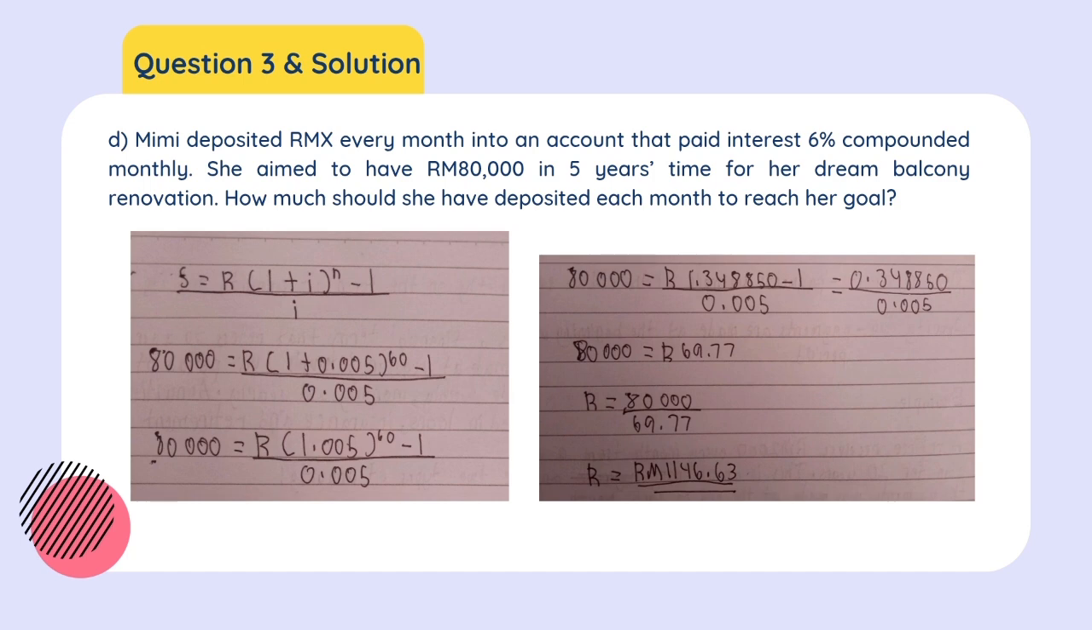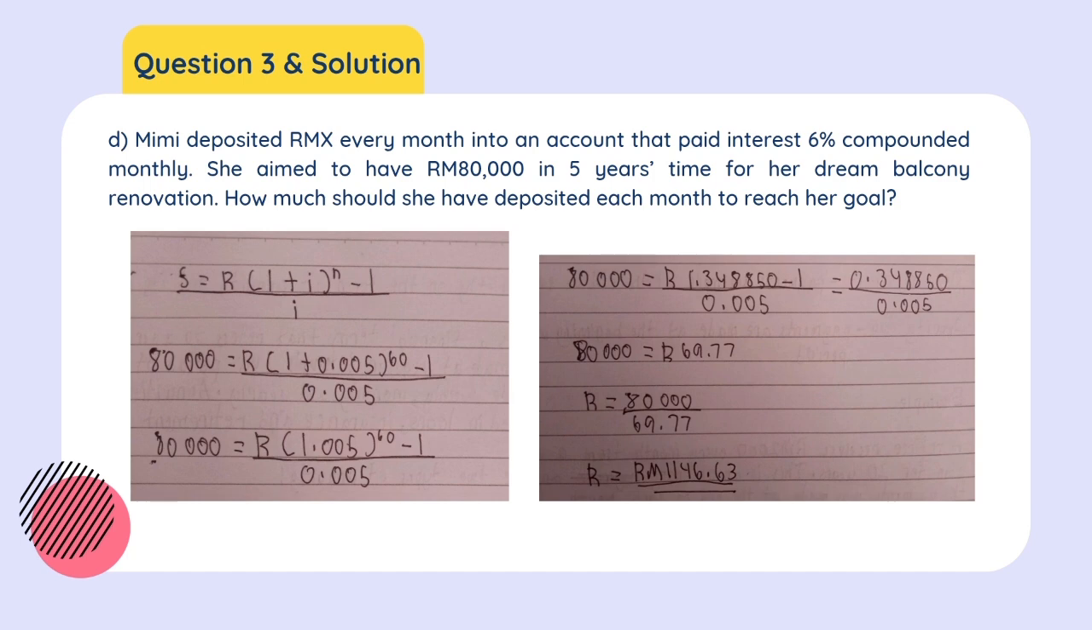So to calculate this, we will be using the annuity formula, which is S equal to R, (1 plus i) to the power of n minus 1, divided by i. So we put the information we got into this formula, and we get 80,000 equal to R, (1 plus 0.005) to the power of n, where n is 60, minus 1, divided by 0.005.